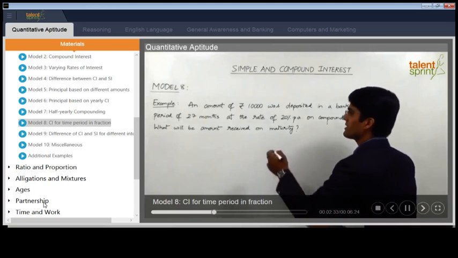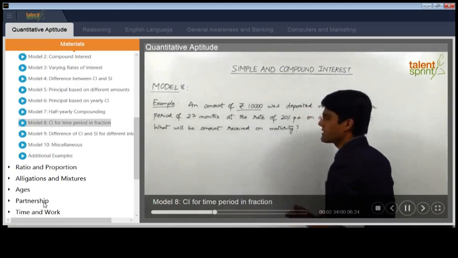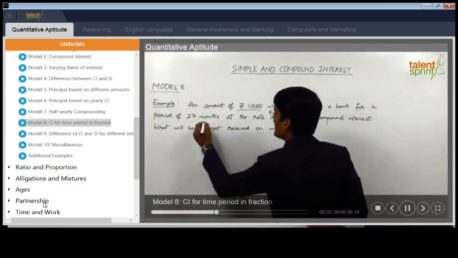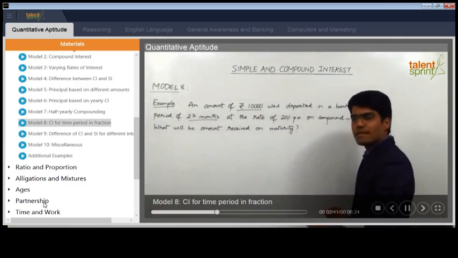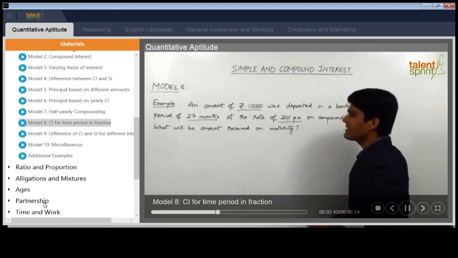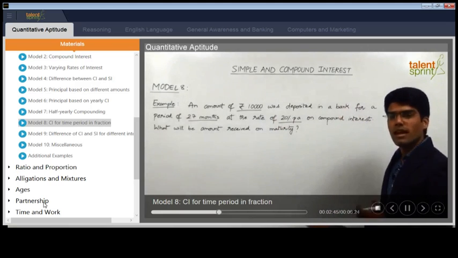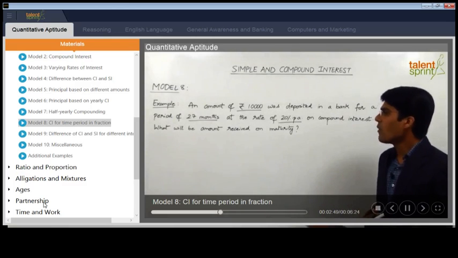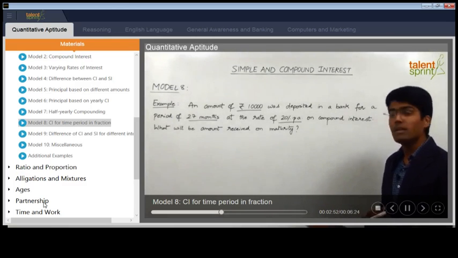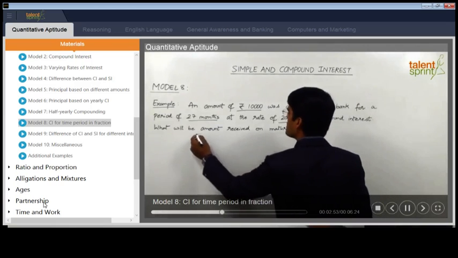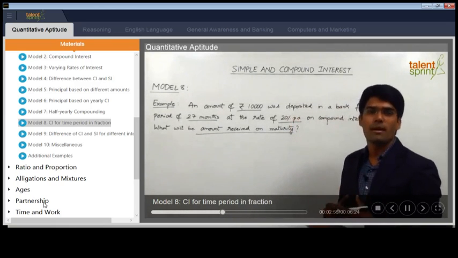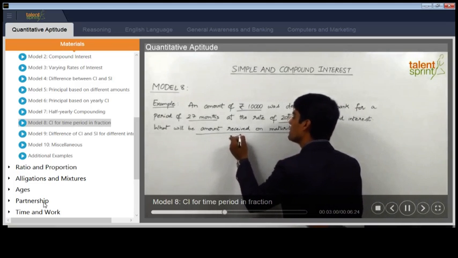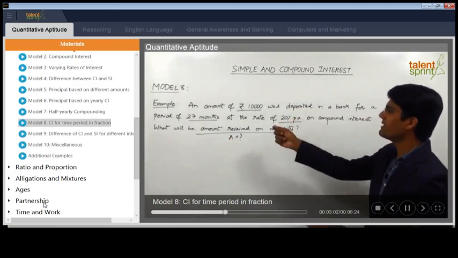So as given in the question, an amount of rupees 10,000 was deposited. So the principal is 10,000 in a bank for a period of 27 months. The time period is 27 months and the rate of interest is 20% per annum. And the calculations must be done based on compound interest. So the question is, what will be the amount received on maturity? So the amount received on maturity will be nothing but the total amount, that is principal plus interest. So here we need to find out what will be the total amount for the given principal, time and rate of interest.